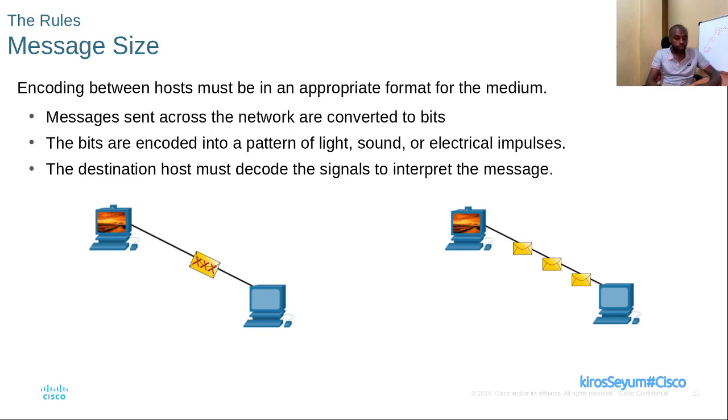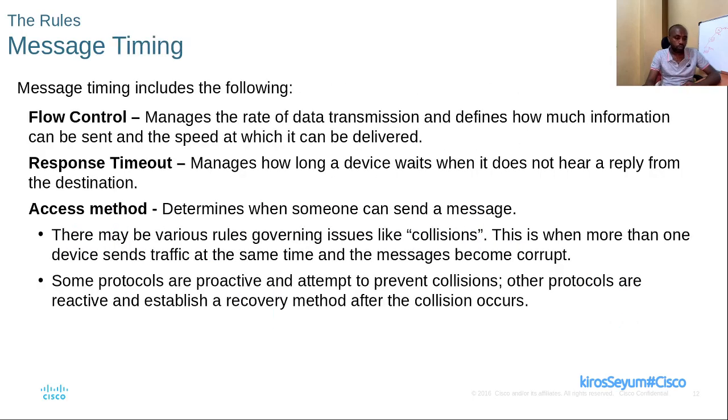Message size is also critical. The destination and the source have to agree on the message size. If the protocol is known, the message size will be known. Flow is important: flow control. How fast is the sender sending?